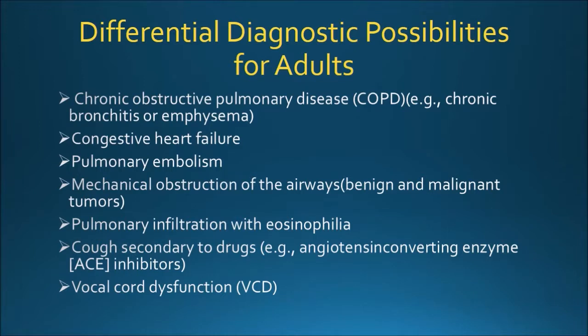Differential diagnostic possibilities for adults include COPD, which also includes chronic bronchitis or emphysema, congestive heart failure, pulmonary embolism, mechanical obstruction of the airways. Those would be benign and malignant tumors, pulmonary infiltration, cough secondary to drugs, and vocal cord dysfunction.